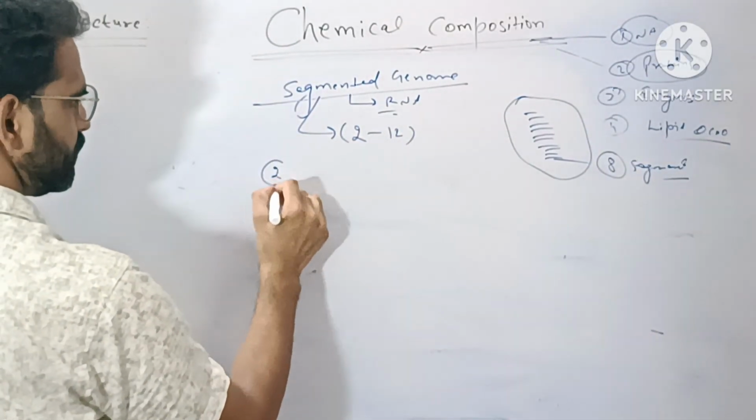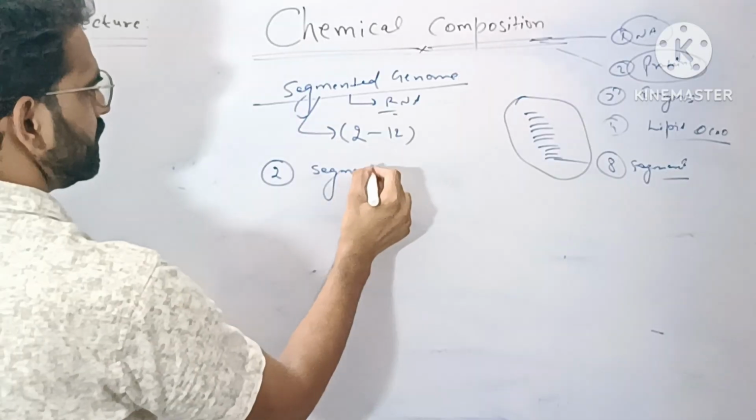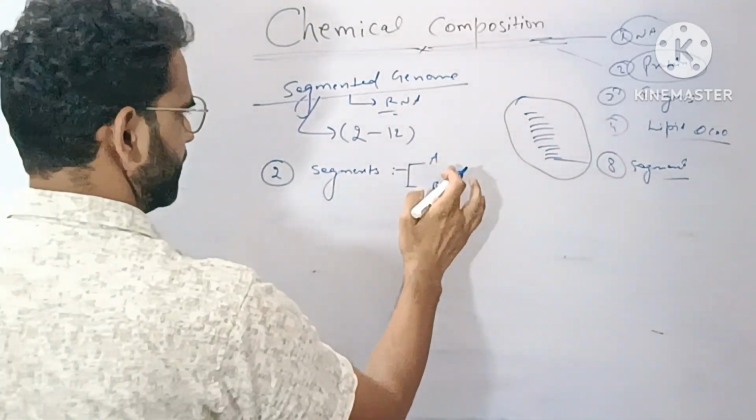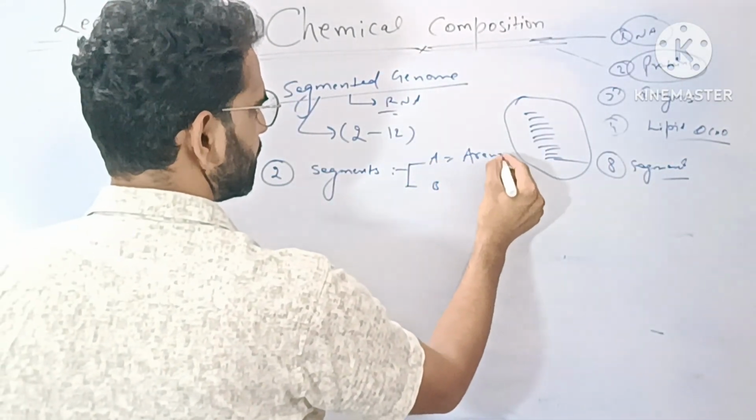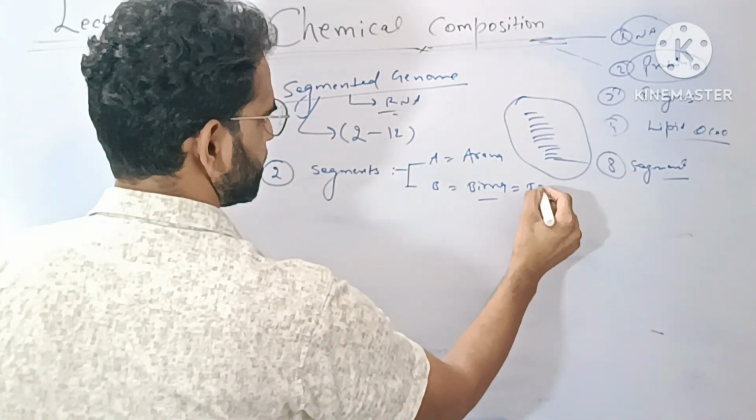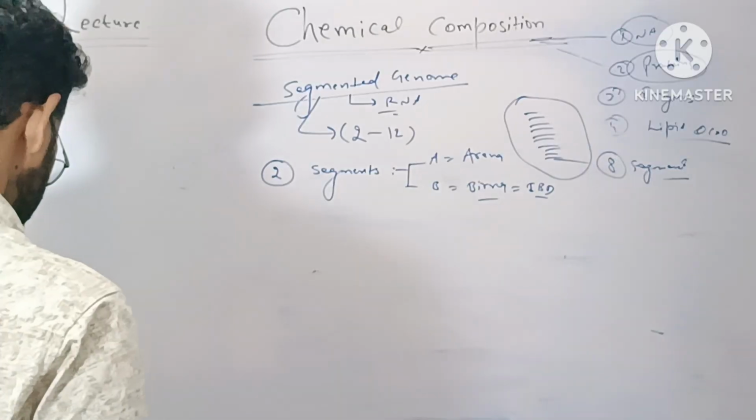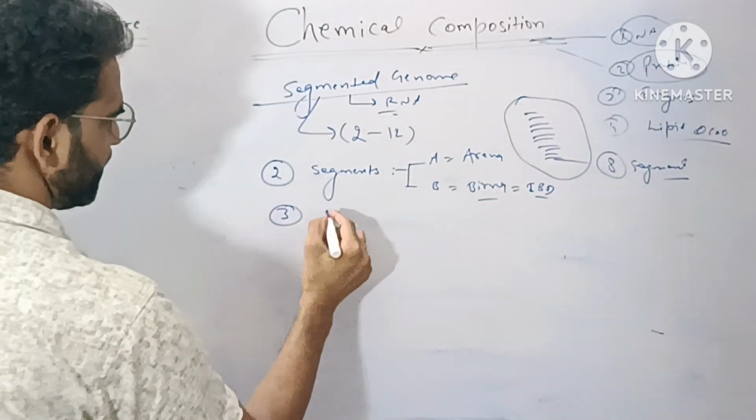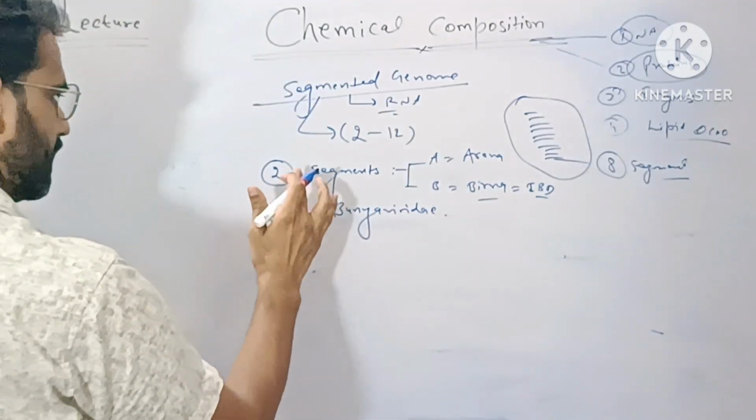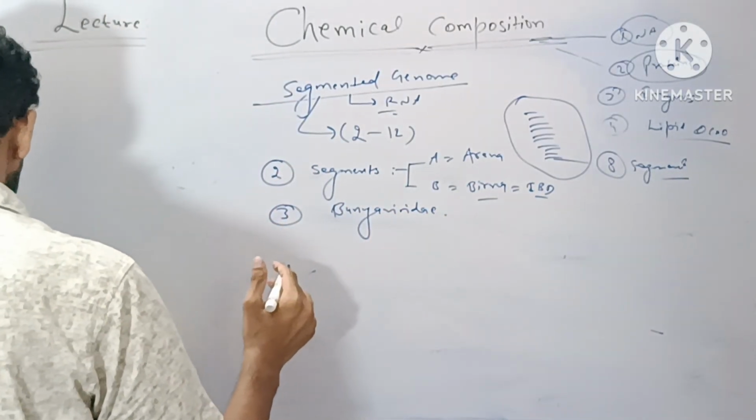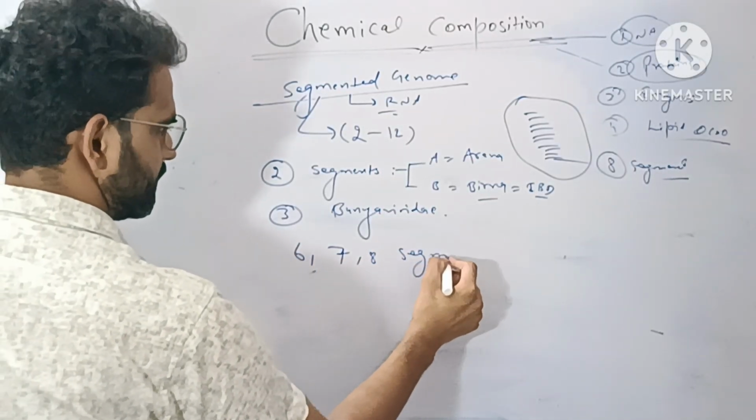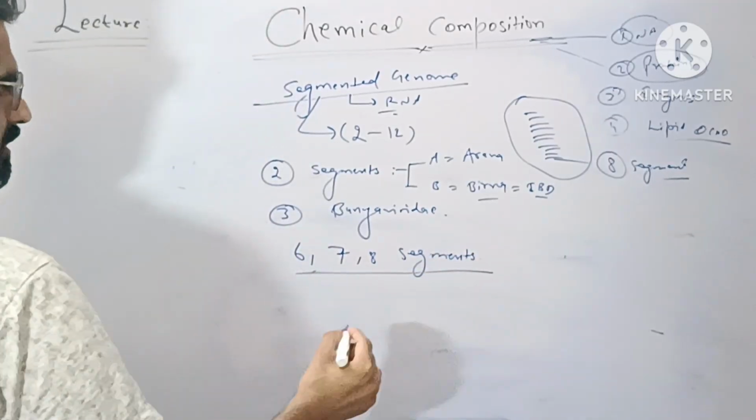So we'll start with two segments. Two segments are found in A and B. A means arenavirus and B is birnavirus, that is infectious bursal disease or Gumboro disease. Then three segments is Bunyaviridae. Then 6, 7 and 8 segments.